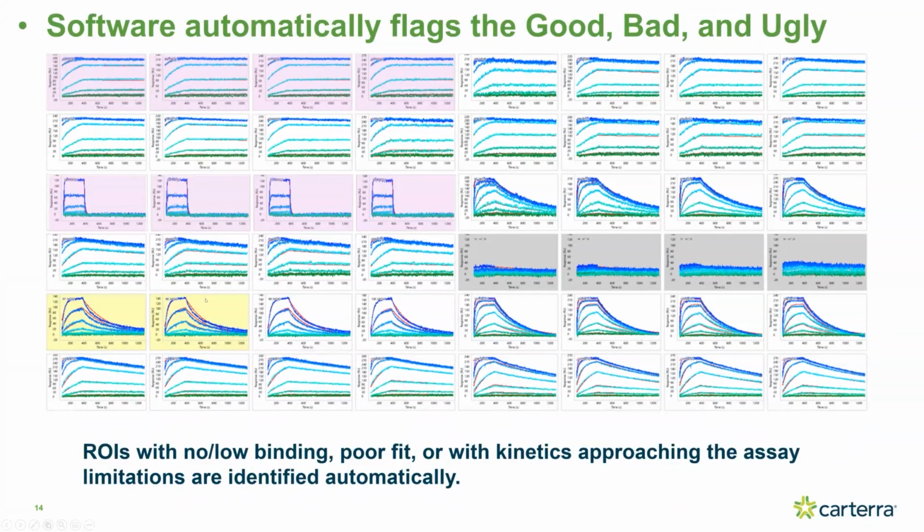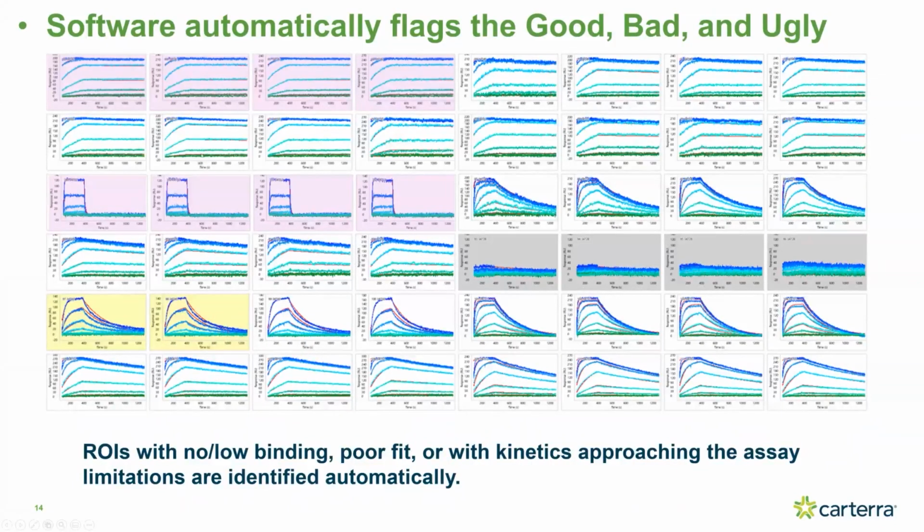Also, things that have poor fit, where the standard deviation of the residuals is beyond a certain cutoff you can specify, are flagged as yellow here as something you need to consider whether you want to use those rate constant values. Also, if the antibodies are hitting kinetic limitations of the assay, they are flagged.